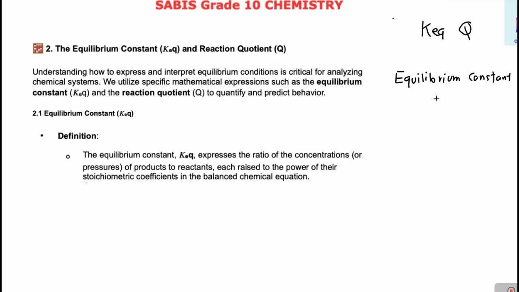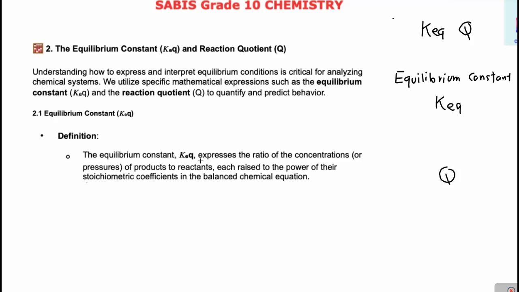K, that's for constant, and EQ, that's for equilibrium, or the reaction quotient to know what is the value exactly of the equilibrium and how the system in equilibrium can behave. So let's start with the equilibrium constant, or K equilibrium.